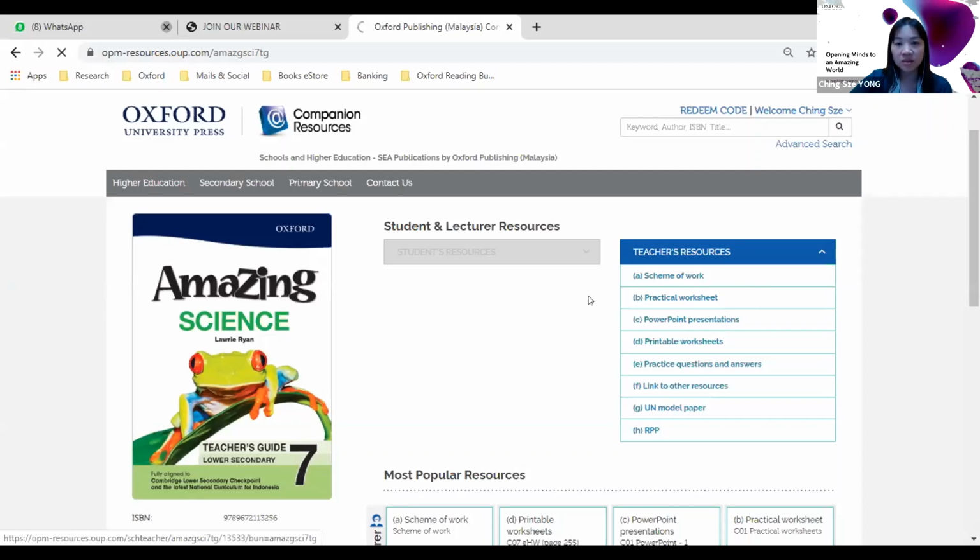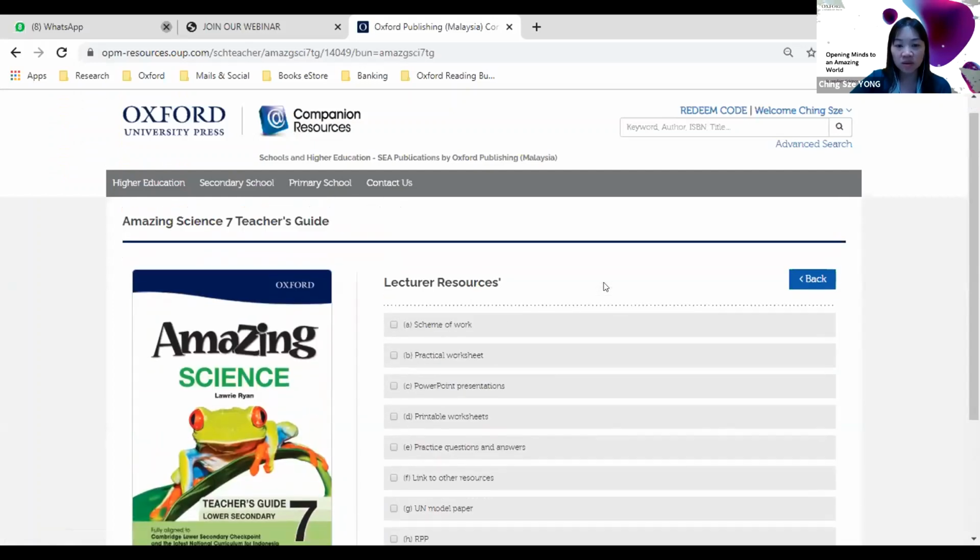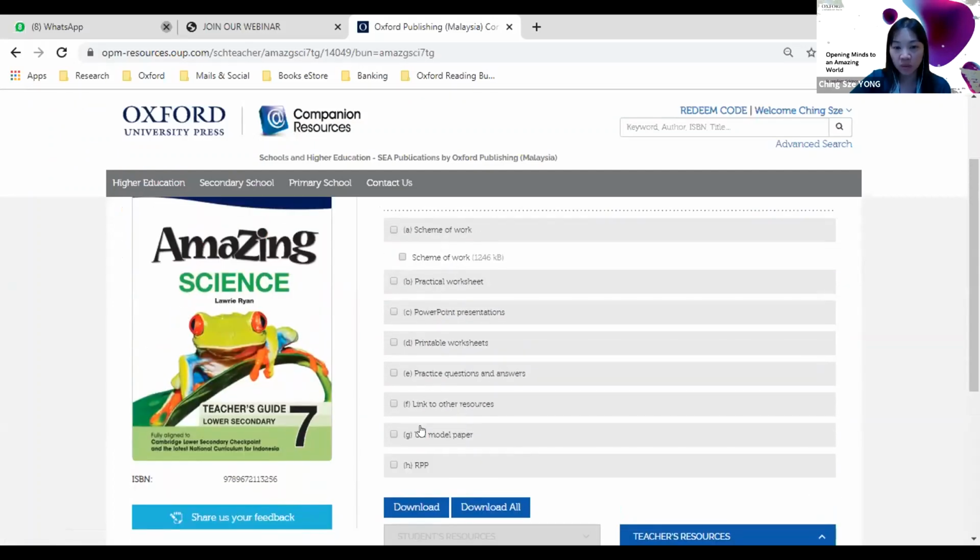Okay, so then you will see that these are all the resources available. You can choose to download them all, but for today, I will just give you some examples of what resources are available. What you are seeing now is I'm downloading these resources.